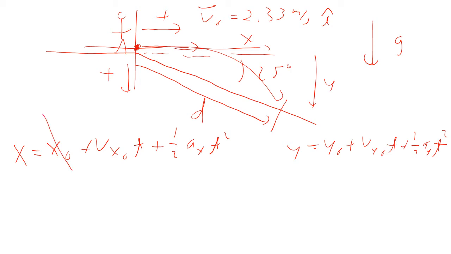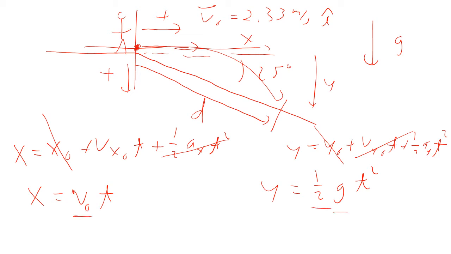Okay, so that means my x naught is 0, my y naught is 0, my a x is 0. It turns out that v y naught is 0, so x is just going to be v naught t. And then y is going to be 1/2 g t squared. And so we say, what do we know? We know v naught, we know 1/2, we know g.